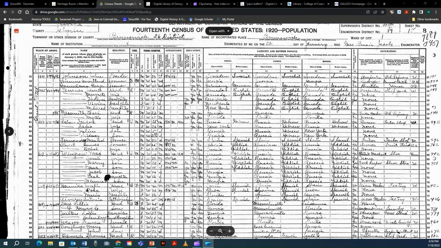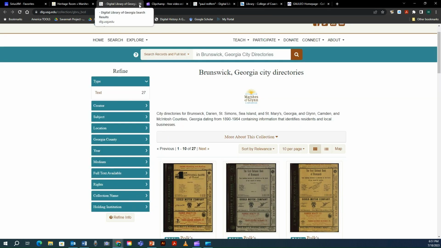So let's leave this PDF version of an old US Census sheet from 1920 and look at the new digital version. If you didn't know this, like I said, the census is available online. For us at the College of Coastal Georgia, we have access through our library. So I'll walk you through and show you how to get to the census website.